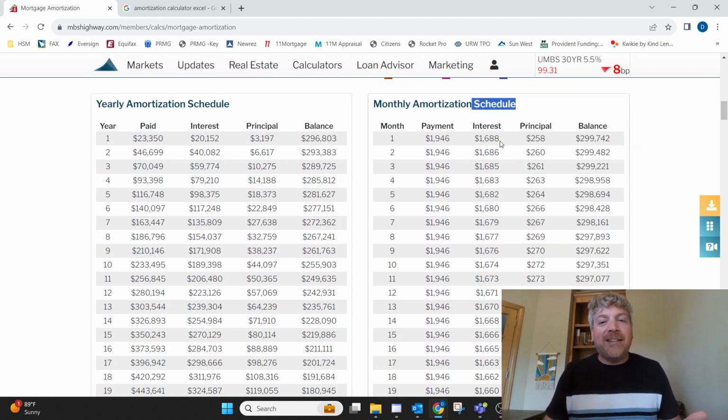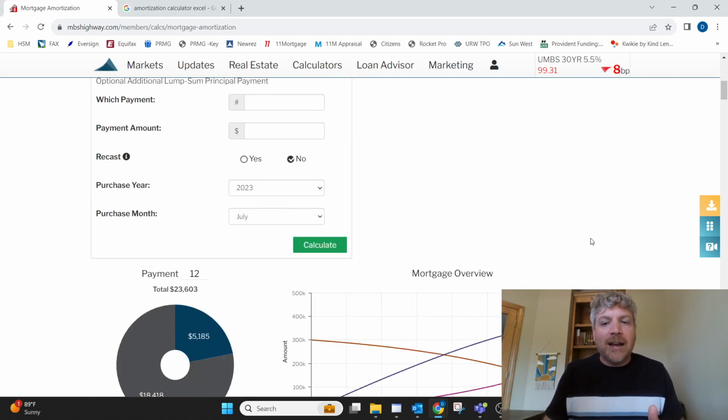So we see on that first payment, 1688 is going towards interest and 258 is going towards principal. And as you make the payments, again, your total payment amount stays the same because it's always that same amount, the 1,946.